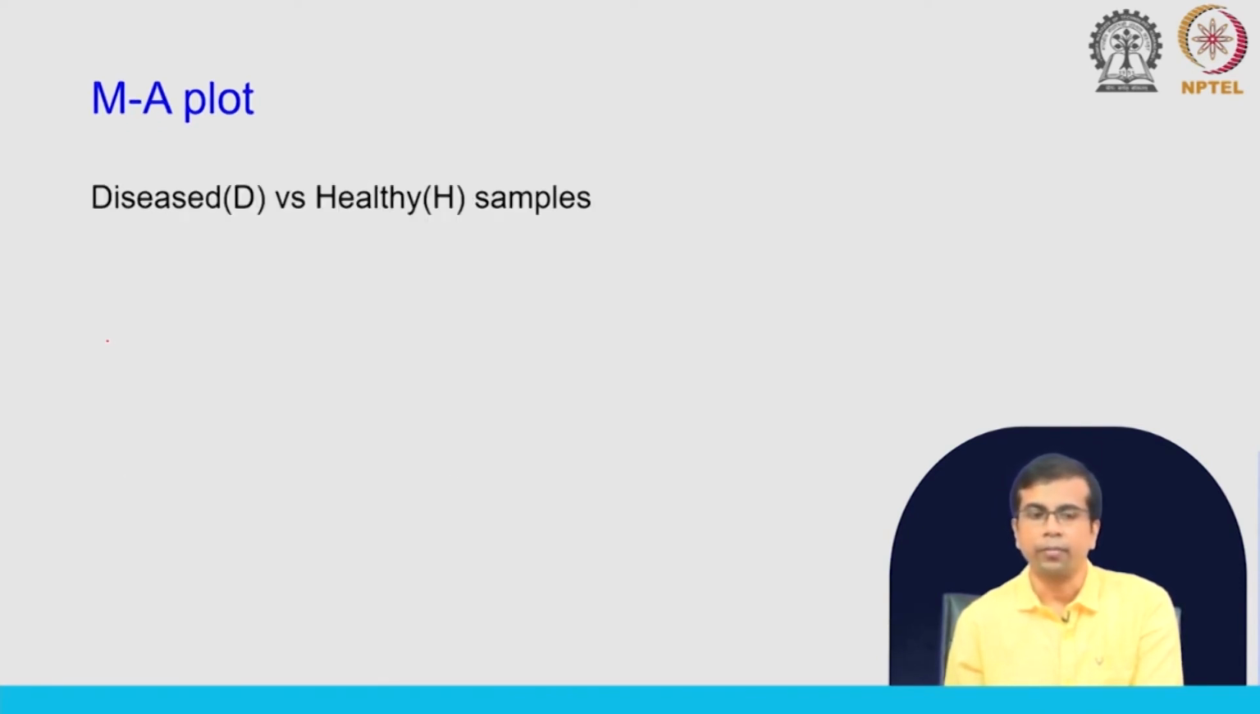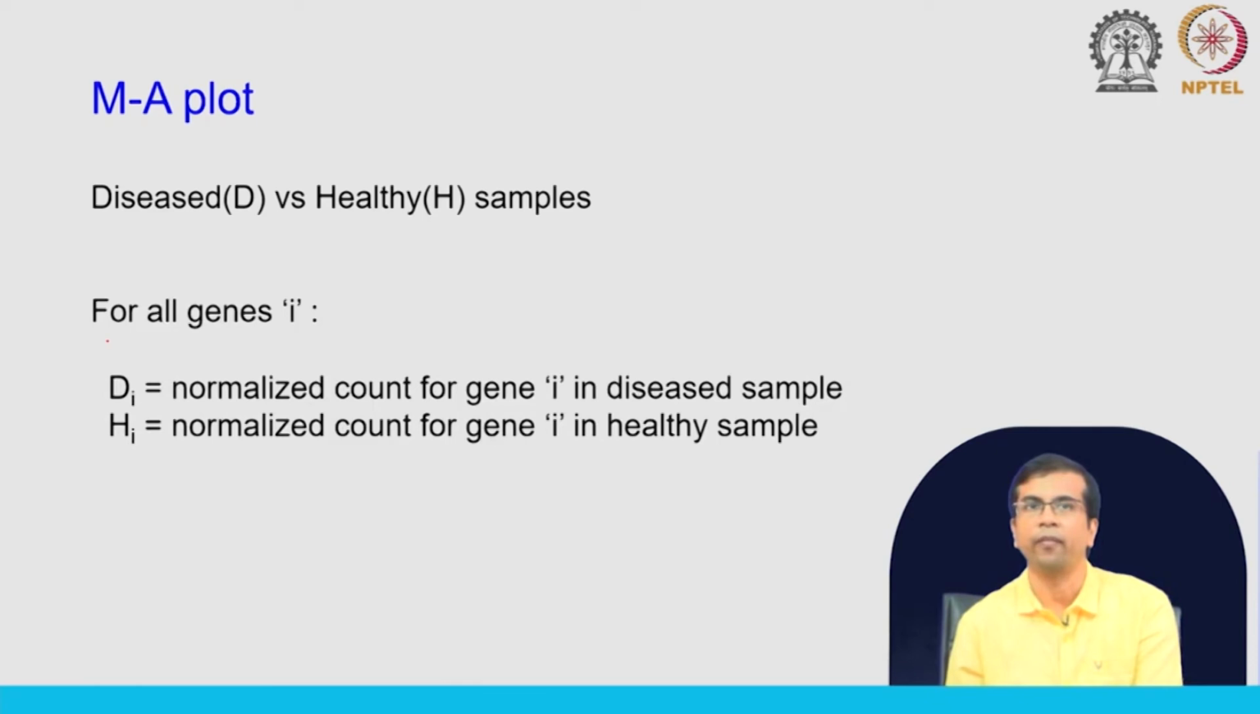Okay, so now the technical details of how we actually generate this plot. Imagine this scenario again, diseased versus healthy samples. For all genes i, we can say d_i is the normalized count for gene i in the disease sample and h_i is the normalized count for gene i in the healthy sample, okay, and we calculate these two parameters, M and A, for each gene, okay.